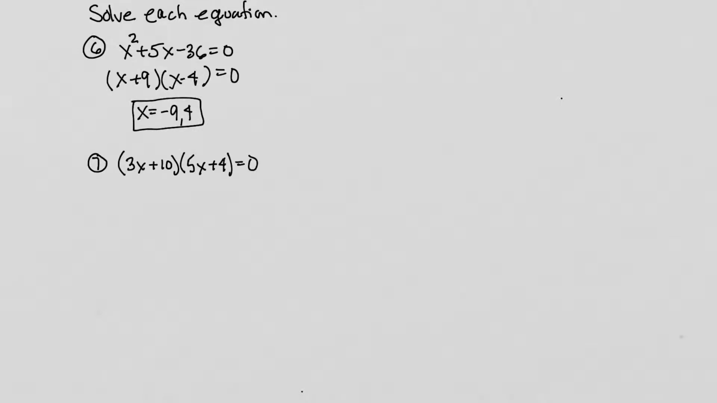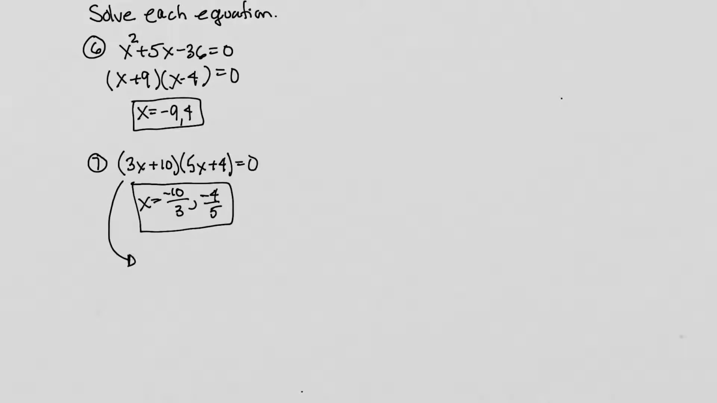Now number 7 here. Notice that this is already factored. The left side's already factored, so we just need to read off the solutions. So I'm just going to read these solutions off as: from here, change the sign of the constant, divide by the coefficient, so we'll get x equals negative 10 over 3. And from this factor, change the sign of the constant, divide by the coefficient, and we'll get negative 4 over 5. There's our solutions.